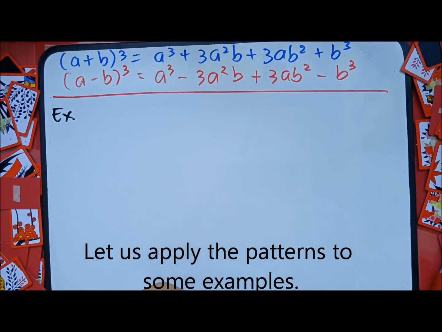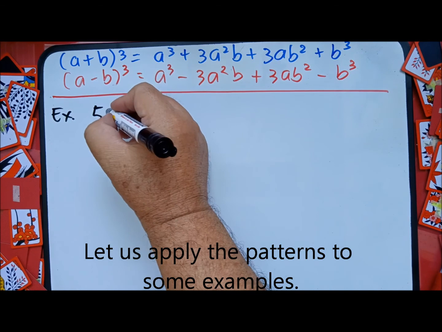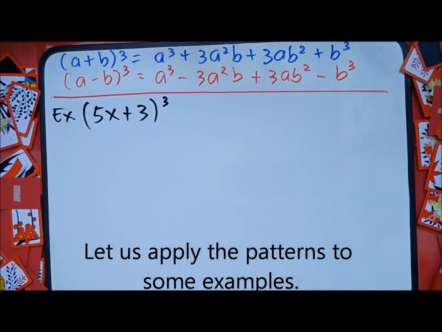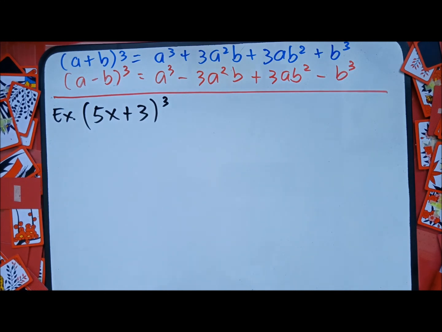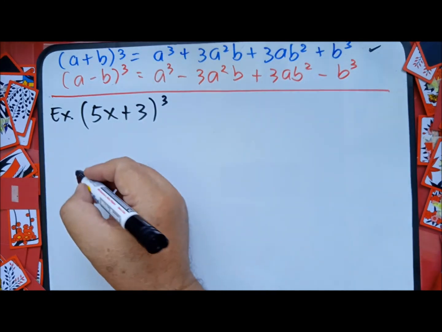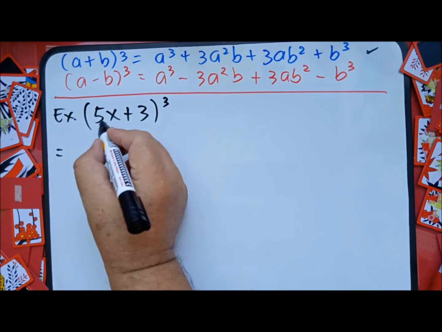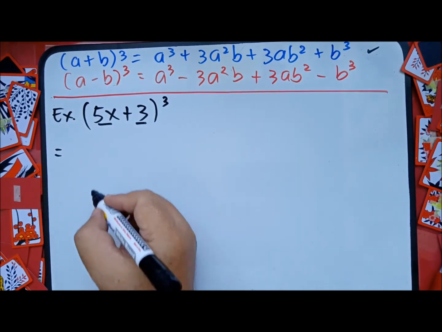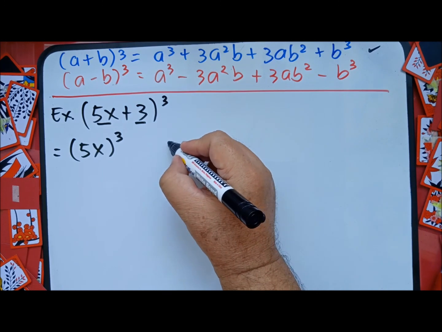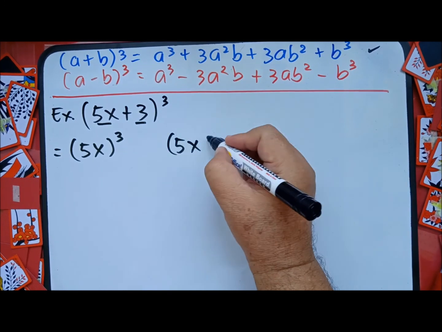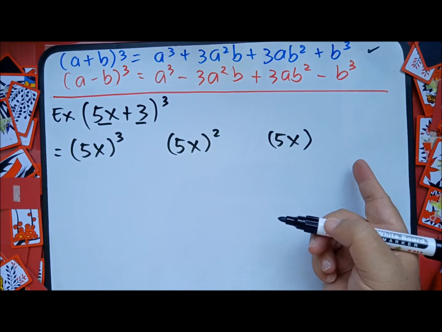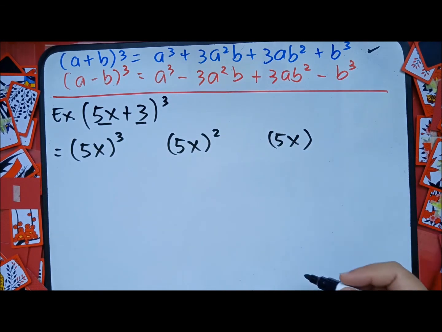Let's take this one: 5x plus 3 cubed. Which pattern will be applied? This one, positive. So, first term, second term: 5x cubed, 5x squared, 5x, then no more 5x in the last term.